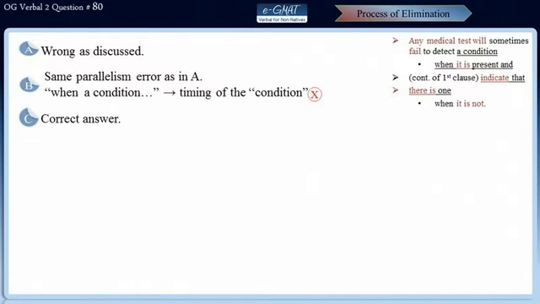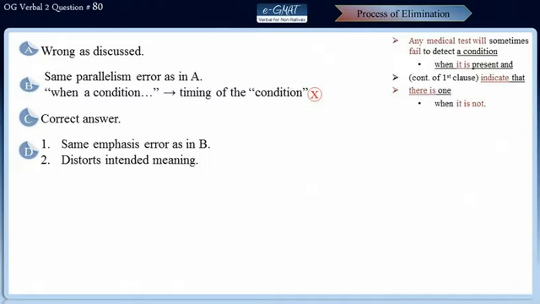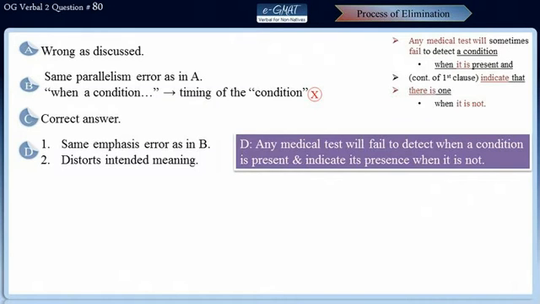Let's take a look at choice D now. Well, choice D repeats the same emphasis error as in choice B, and also this choice distorts the intended meaning of the sentence. It now seems to suggest that the medical test will fail to detect when a condition is present, as if the condition is not present then but will be present at some other time. And this certainly does not make any sense because a condition such as cancer or TB cannot be coming and going, that it will be present at some time and it will not be present at some time. So these two errors make choice D incorrect.